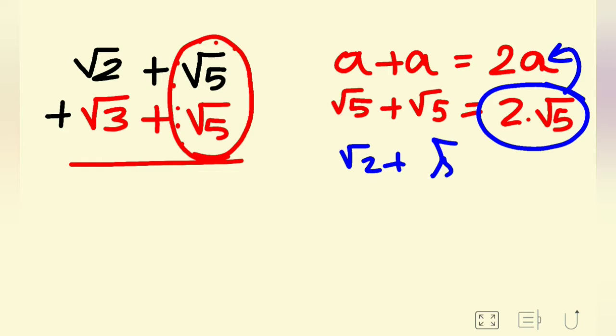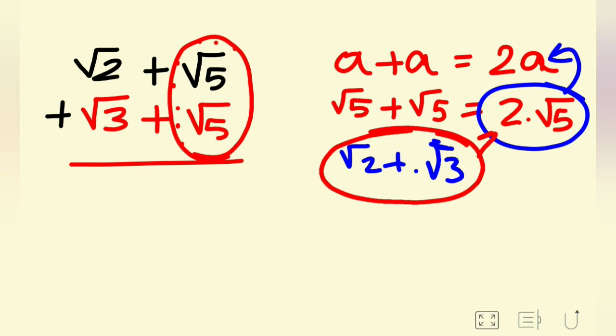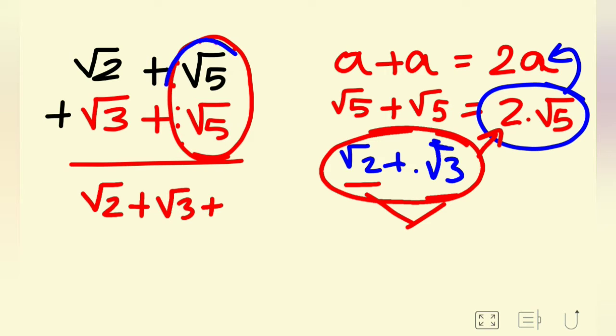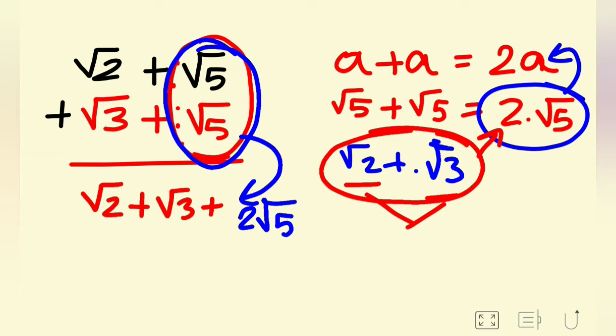Can we add this root over 2 plus root over 3 in this way? The answer is no. We cannot add these things in this way because root over 2 and root over 3 are two different things. So the addition will be root over 2 plus root over 3 plus these two will be 2 root over 5. So this is the answer.